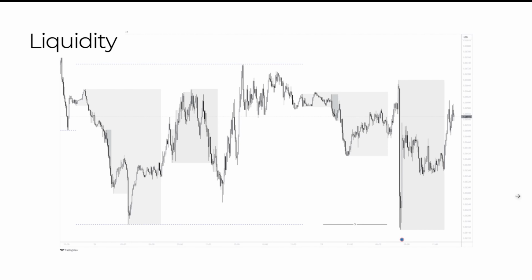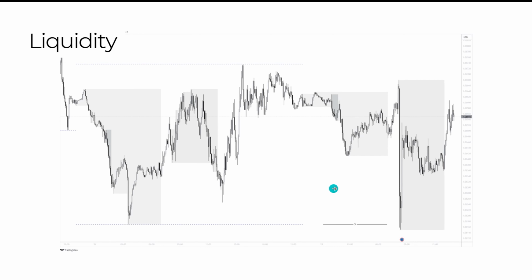Another form of liquidity we will also be looking at and utilizing is the daily, weekly, monthly highs and lows. In this chart, we can see this blue dotted line at the bottom and the blue dotted line at the top. This represents the high of the day and the low of the day. So we have our Asia session here, part of the London session here, and then the overlap of New York. This is the entire trading day up until this point, and this is the high and low of the markets for that trading day.